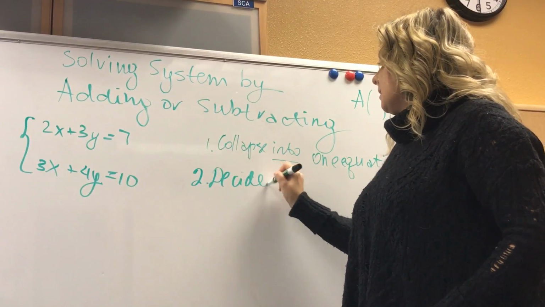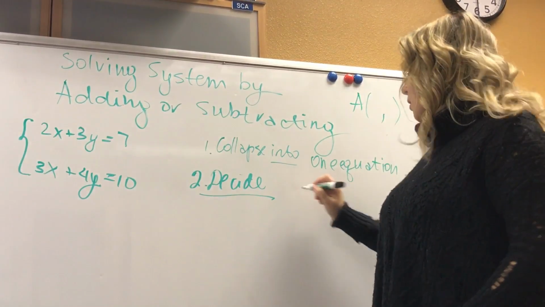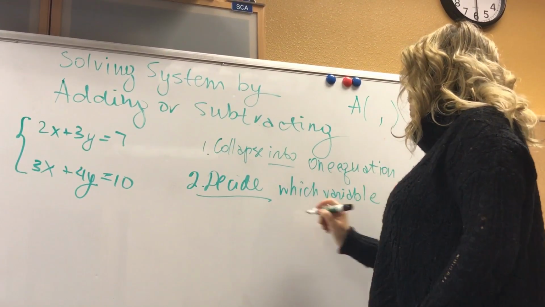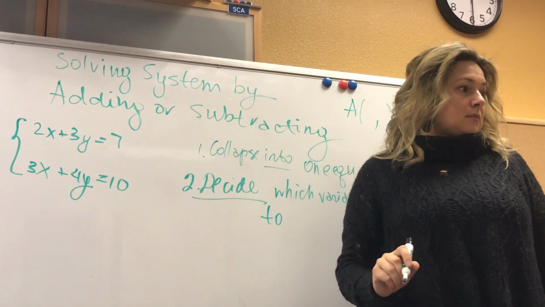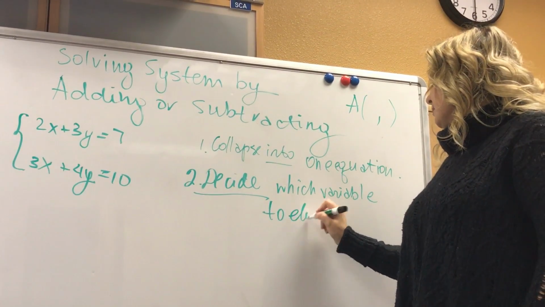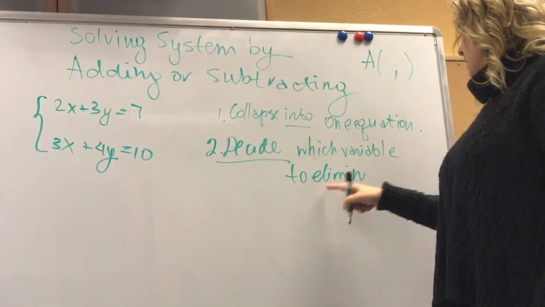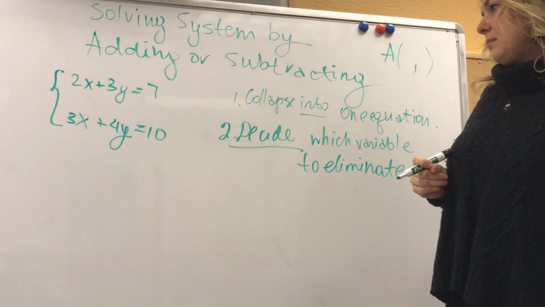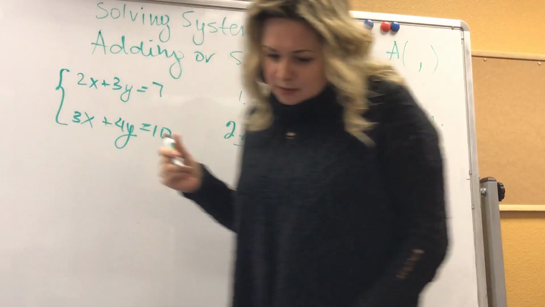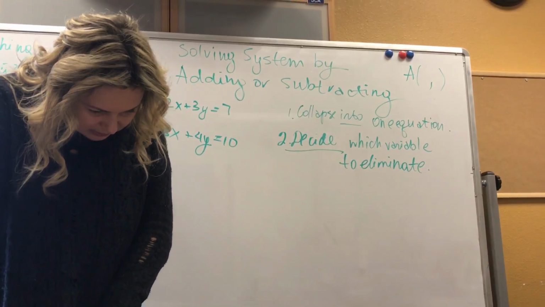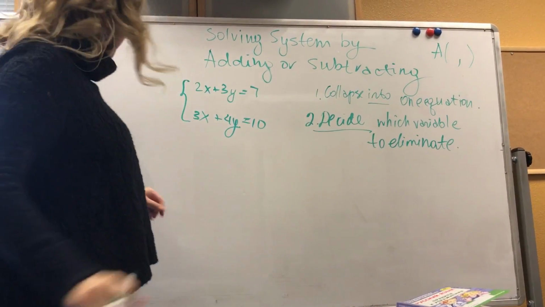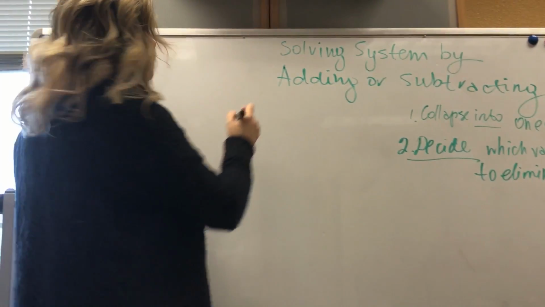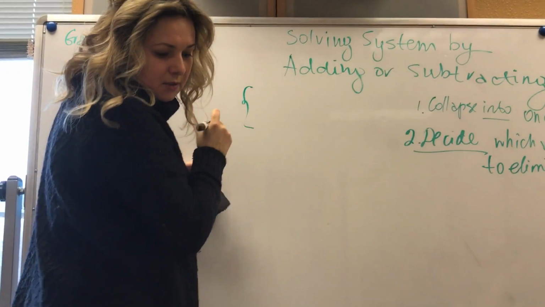Decide by inspection which variable to eliminate. Does this work for any system? Any system? Well, it does. Okay, this one is a little bit too hard for you. I'm gonna do something easier. Sorry guys, I'll rewrite it. We'll start with an easy one so you get the principle, but then we'll get to the harder ones.